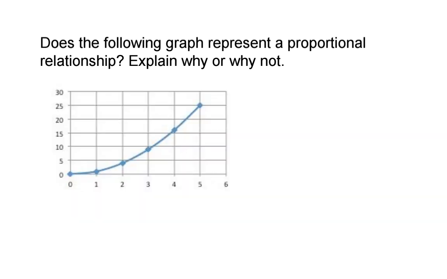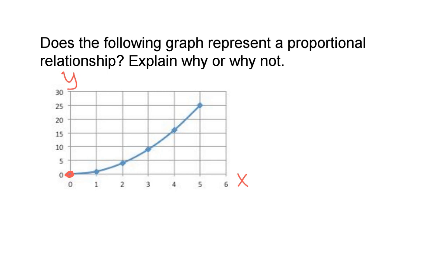All right, so the next question says, does the following graph represent a proportional relationship? Explain why or why not. So the first thing that we're going to want to check for is does it go through the origin? Remember, if this is the x-axis and this is the y-axis, my origin would be right here, and the graph starts at the origin, so that part is good.